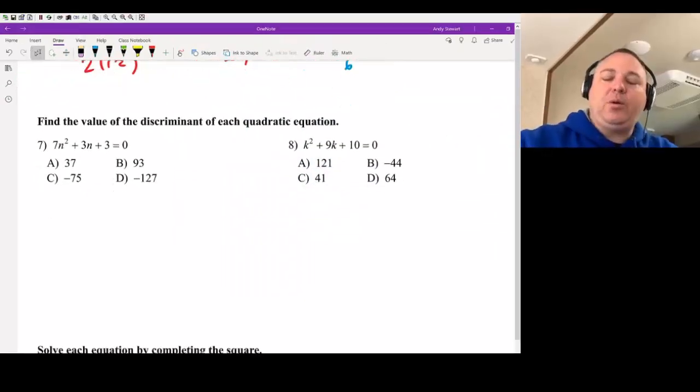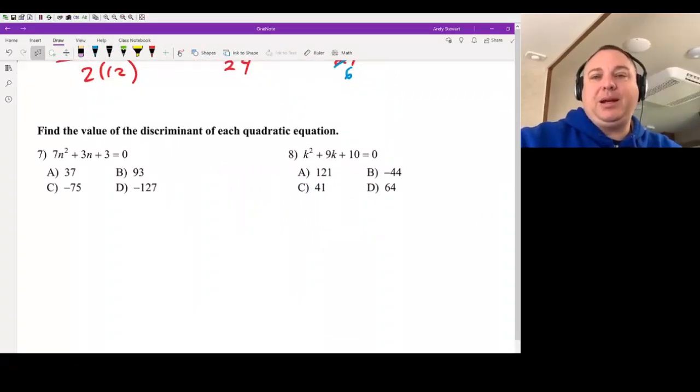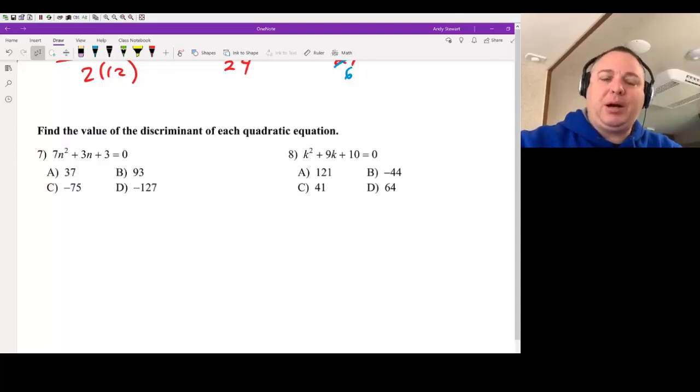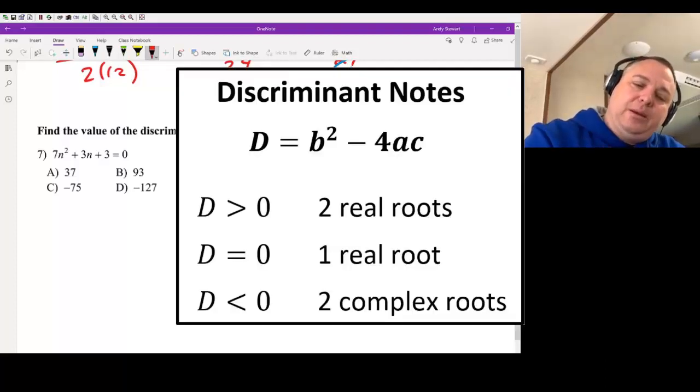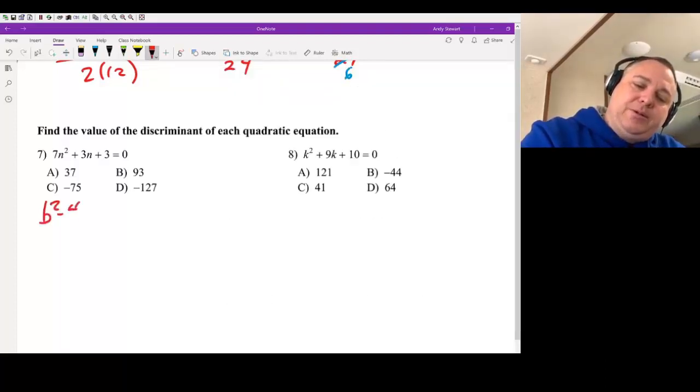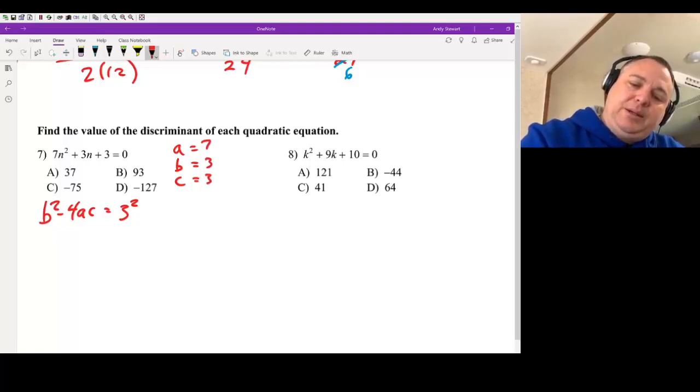I just wanted to reinforce with you what the discriminant is so that if you see that on a test or something like that, you remember, okay, it's just the b squared minus 4ac part. It's the first part I do in the quadratic formula. So b squared minus 4ac is 3 squared. Oh, by the way, I kind of skipped this step. You can skip it once you get good. A is 7, B is 3, and C is also 3. So b squared minus 4ac.